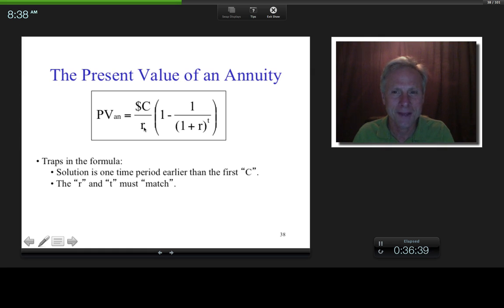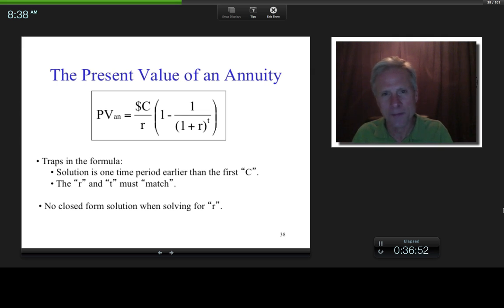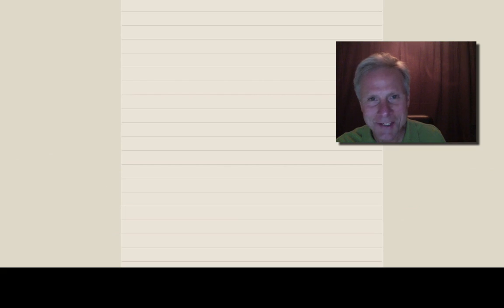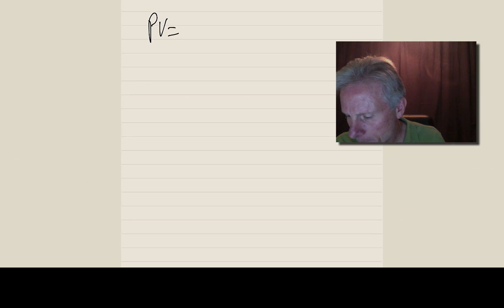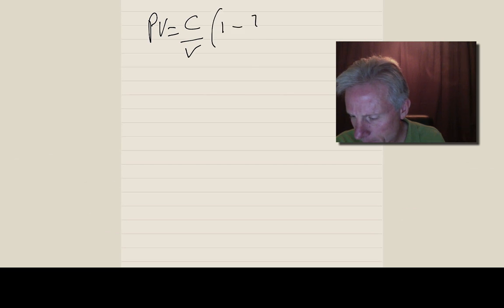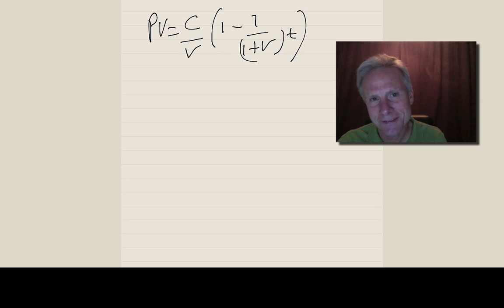Okay. Now, there's one thing I want to point out, and that is there's no closed form solution when it comes to solving for R. Okay. Now what do I mean by that? Well, let me go to freehand a second. Okay, so if I write the formula for the annuity, sorry about my writing, okay, how many variables do we have there?